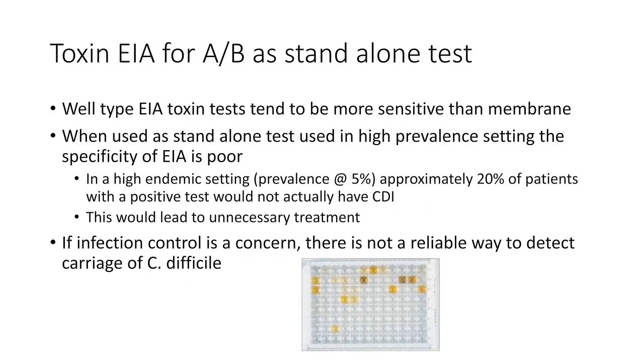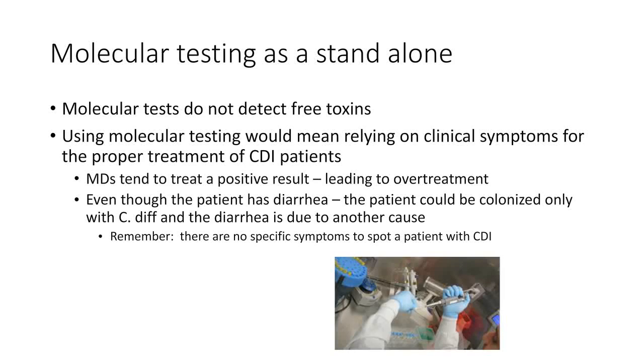Let's talk a little bit more about each of these options. If you choose to go with Toxin EIA for AB as a standalone test, you will find that the well tests in the literature are usually more sensitive than the membranes. When used as a standalone test in a high prevalence setting, the specificity can be poor. In a high endemic setting, with prevalence of around 5%, approximately 20% of patients with a positive test might not actually have C. difficile infection. This could lead to unnecessary treatment. If infection control is a concern, there is not a reliable way to detect carriage of C. difficile if you're using EIA toxin testing as your standalone test.